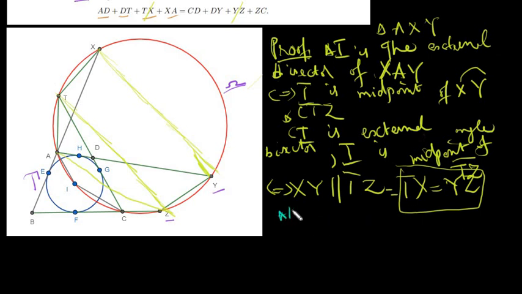Now we need to show that AD plus DT plus XA is equal to CD plus DY plus ZC. So now we're down to three lengths. We need to show that the sum of these three lengths is equal to the sum of the other three. So try and find these lengths in the diagram, and then maybe convert them into something. So the hint at this point would be to try and convert these three lengths into the sum of two lengths using tangents. So maybe pause the video, try it out.